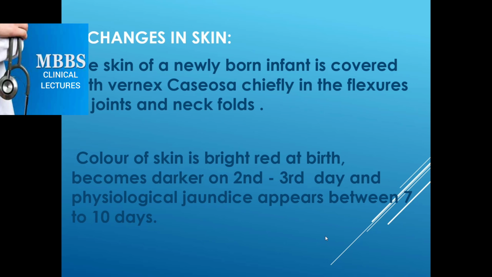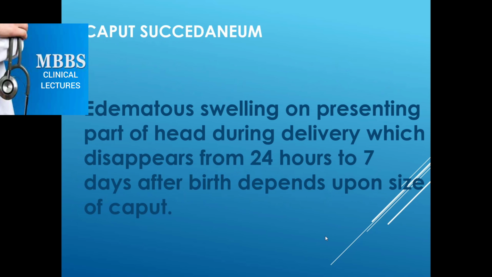Changes in skin. The skin of a newly born infant is covered with vernix caseosa, chiefly in the flexures of the joints and neck folds, which can be washed off after giving birth to the baby. Then the color of the skin is bright red at birth. It becomes darker on the second or third day, and physiological jaundice appears between 7 to 10 days of life.